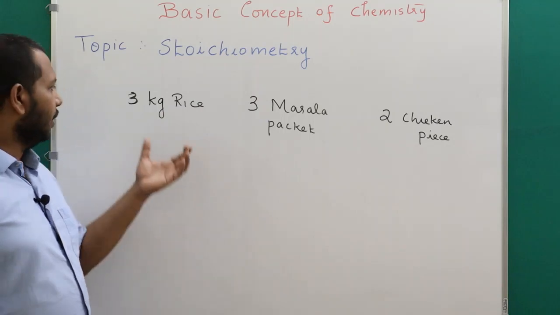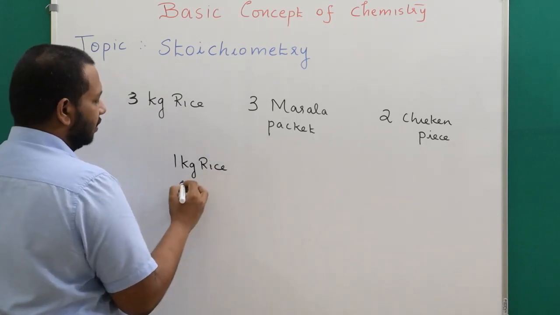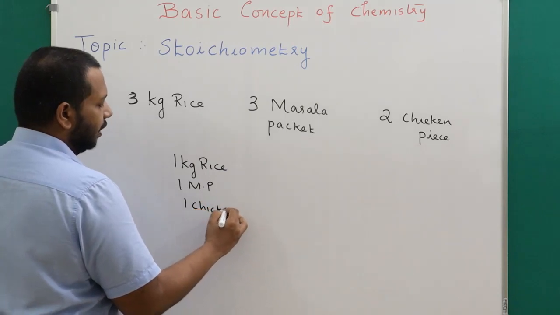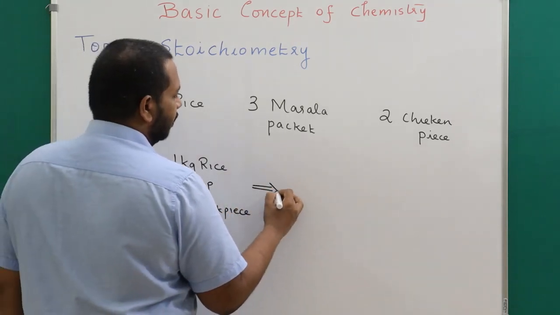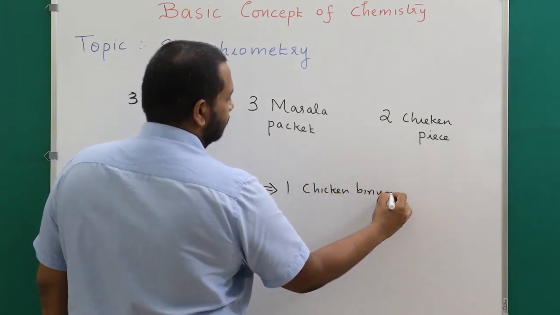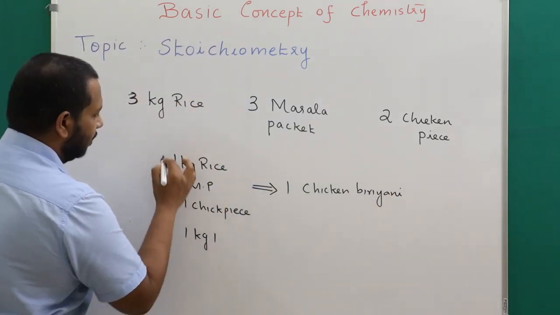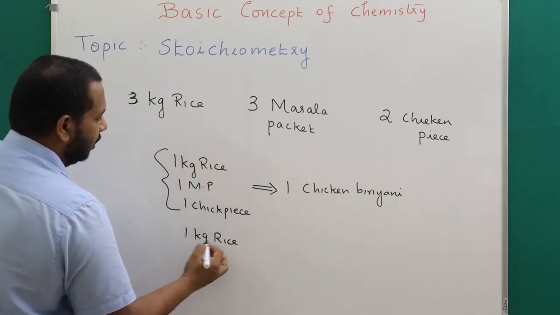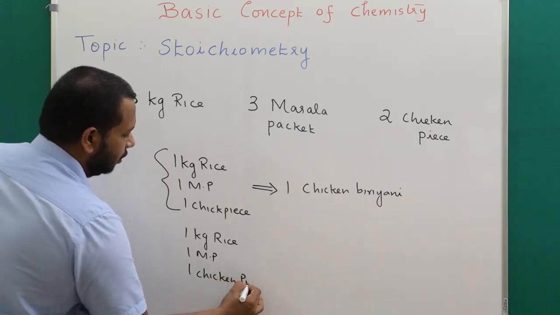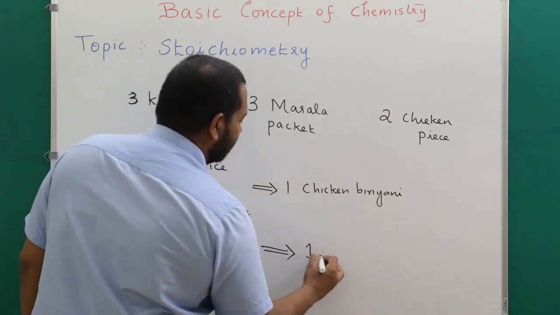Now you know that you have taken 1 kg rice, 1 kg rice and 1 masala packet, and 1 chicken piece. Okay, so this will become what? 1 chicken biryani. Correct? Super. Now you have taken the next one, another 1 kg rice, 1 kg rice, 1 masala packet and 1 chicken piece. Now this has become your second chicken biryani.